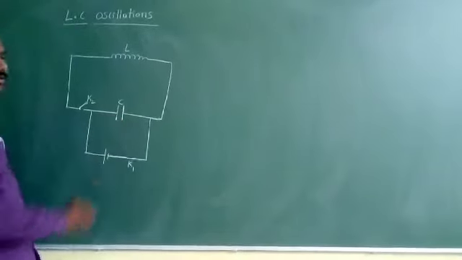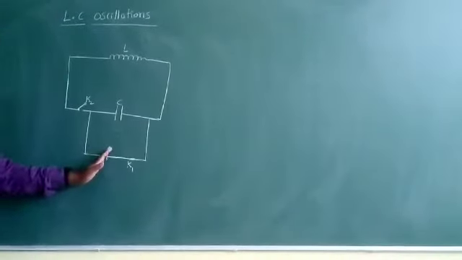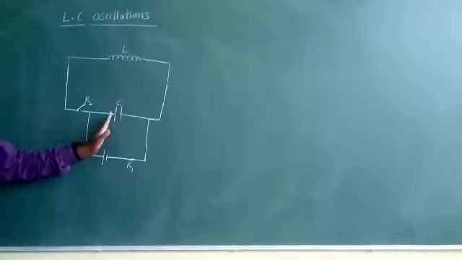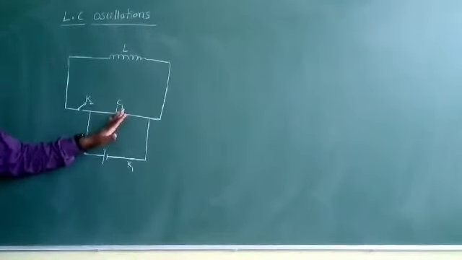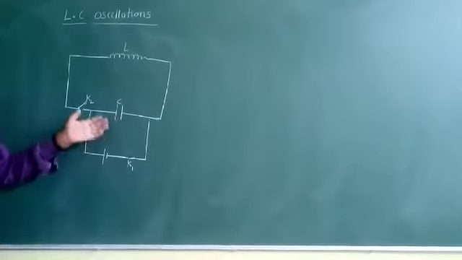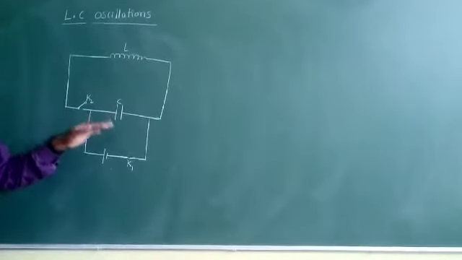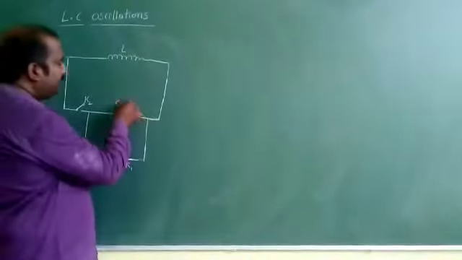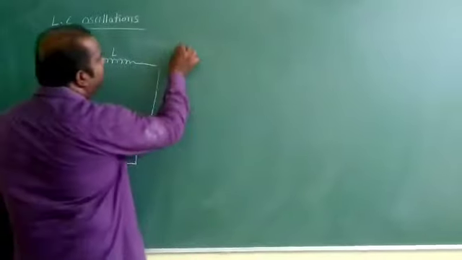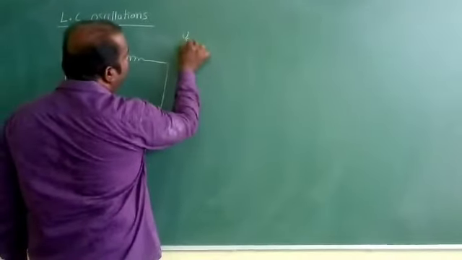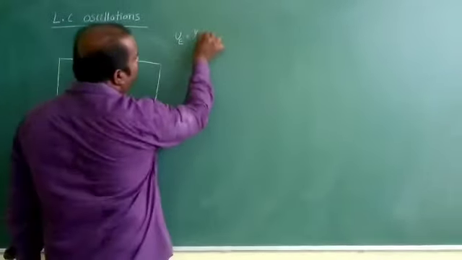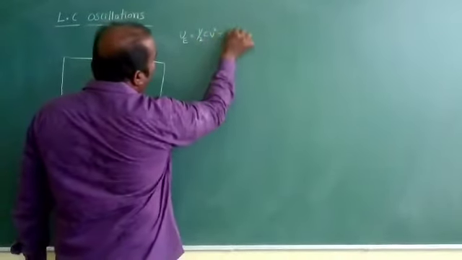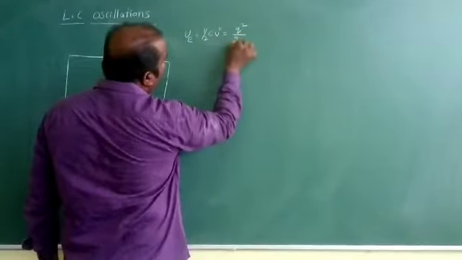If the battery is connected to the capacitor, what is happening? The battery is supplying the potential to the capacitor, and slowly it is charging. Finally, at a certain time the energy becomes maximum. The maximum energy is electrical energy, given by U_E equal to half CV square or Q square by 2C.